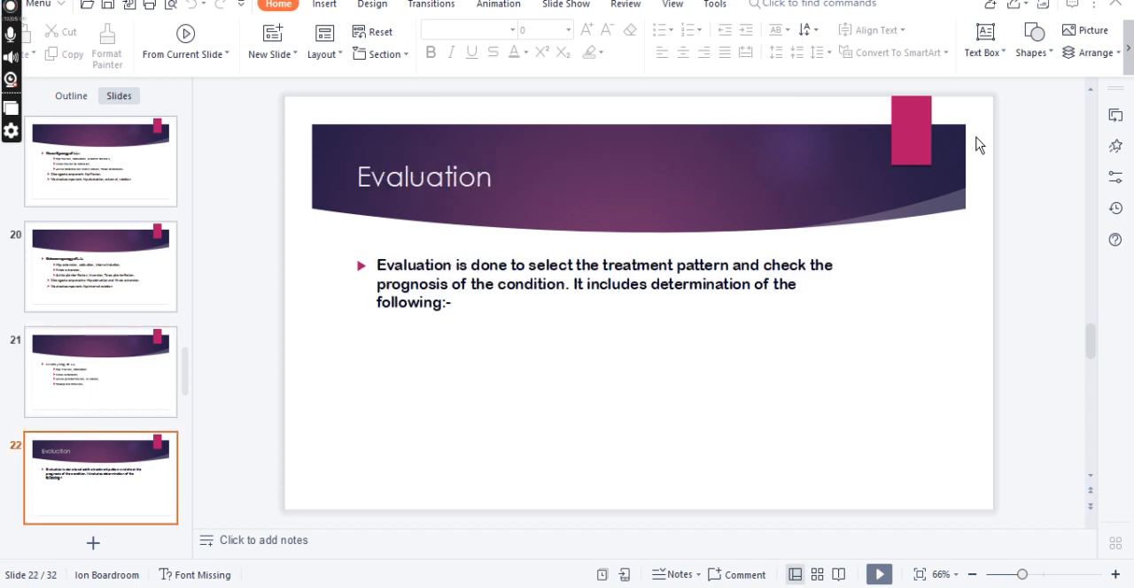Evaluation is done to select the treatment pattern and check the prognosis of the condition. It includes determination of the following.